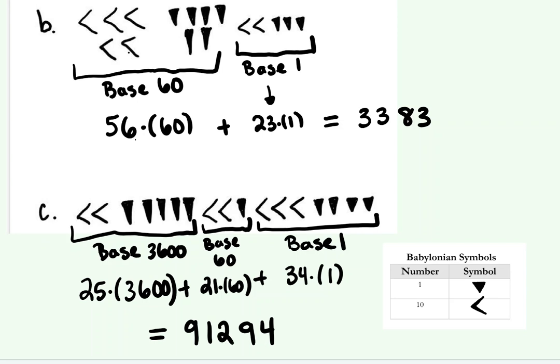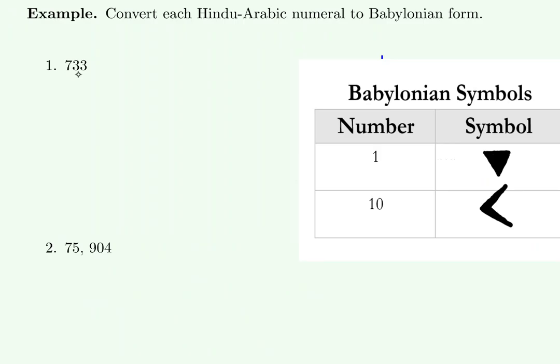Now, all of these examples have been taking Babylonian symbols and then translating them into our numerals. We're soon going to see the opposite example where we go from our number system to the Babylonian number system. We're going to begin by writing 733 in the Babylonian form.